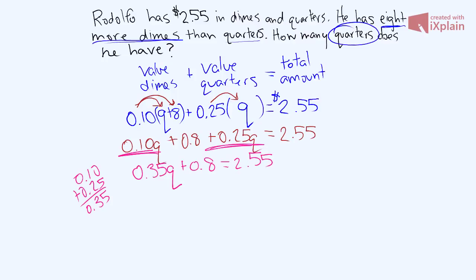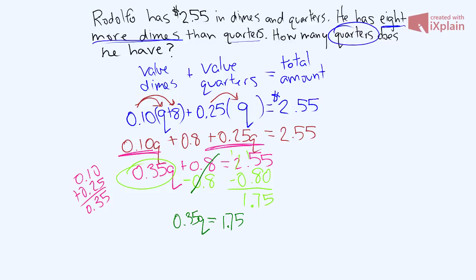From here, we need to isolate our variable term. So let's subtract 80 hundredths or 8 tenths. Make sure you line up your decimal place, and we'll subtract. So we have 1, this becomes 15, and then 5 minus 0 is 5, 15 minus 8 is 7, and 1 minus 0 is 1. So we have $1.75 equals 0.35 q, because these cancel each other out.